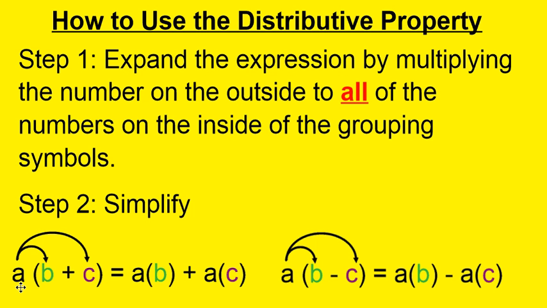So what we're going to do is rewrite it by multiplying the number on the outside times every number on the inside. So this now becomes A times B plus A times C. The same applies for subtraction.